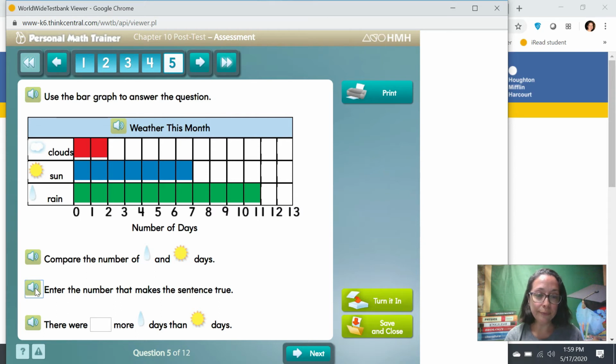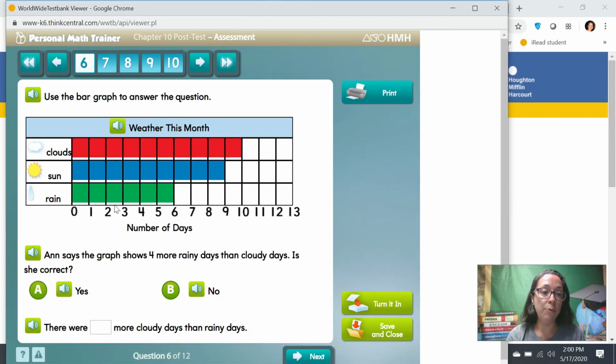Enter the number that makes the sentence true. Ok, tenemos que poner el número que haga la oración verdadera. Y dice, There were blank more rain days than sun days. Habían cuántos más días lluviosos que soleados. So we're going to take this line, we're going to take this line, we're going to compare it. Vamos a comparar cuántos más había aquí que acá y poner el número. Make sure that you put the number in the box. How many more rain days than sun days?